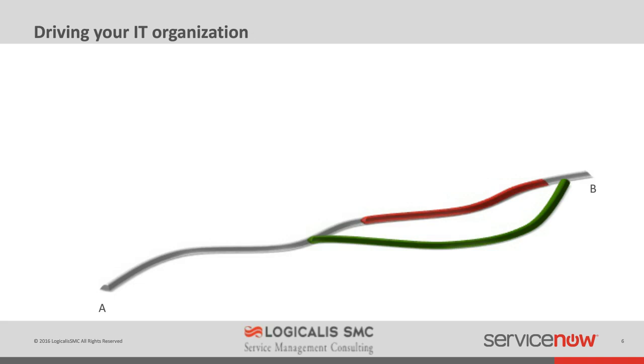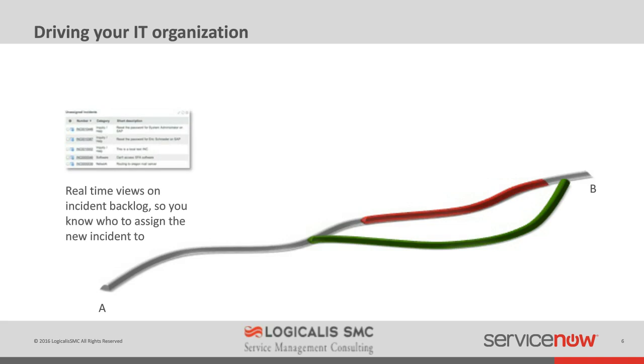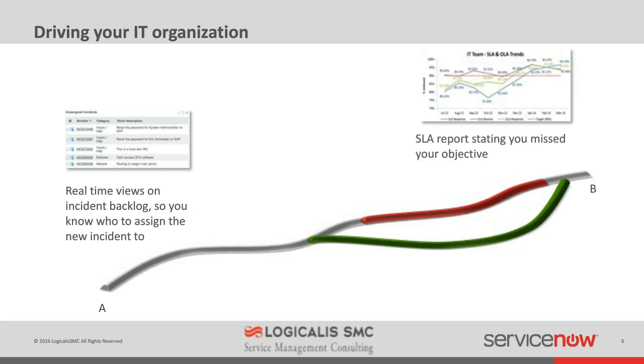Driving your IT organization is actually nothing different than that. You want to go from A to B, and you want to do it as clean and nice as possible. So you will have reports available for you that show real-time views on the incident backlog. So you know which work to assign. And if you look at your SLA reporting, then you see that you missed your objective because you only look at the report. In this situation, like driving a car, you only have the current situation, you only look at the number of incidents, and then at the end you might see that you miss your SLAs.